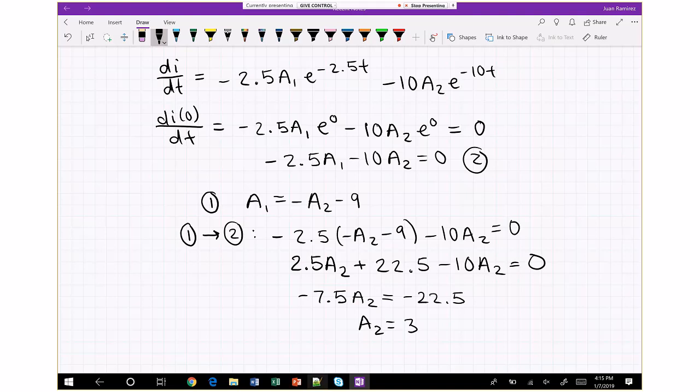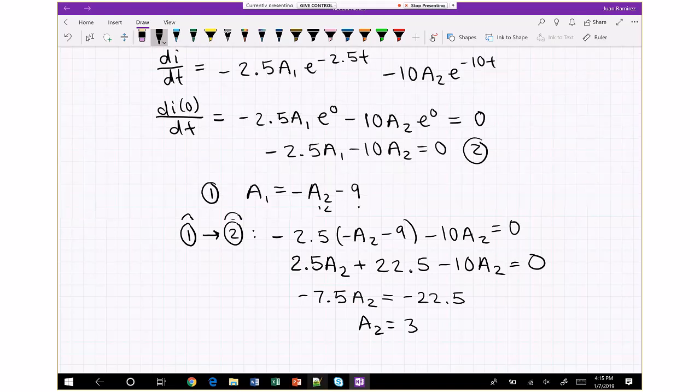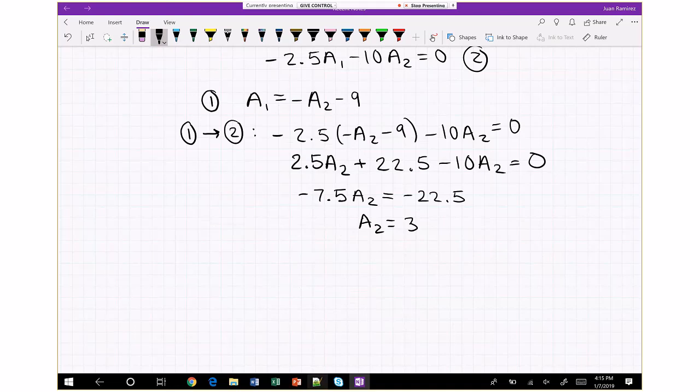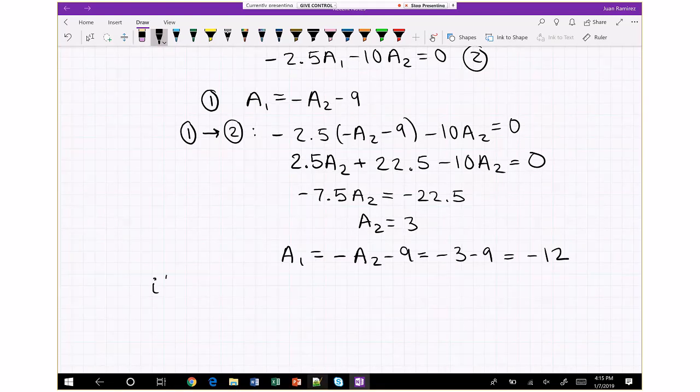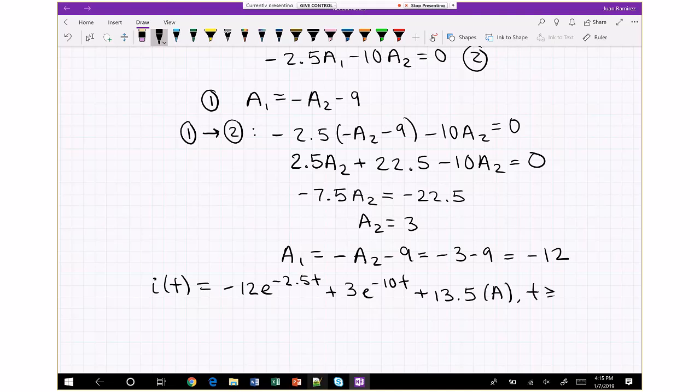Okay, now we can plug that into our first equation, which said A1 is equal to negative A2 minus 9. So that's equal to negative 3 minus 9, equal to negative 12. Let's plug that into our original equation, and we'll be good to go. Negative 12e to the negative 2.5t plus 3e to the negative 10t plus 13.5. And that's in amps after time 0. Okay, that's our answer.